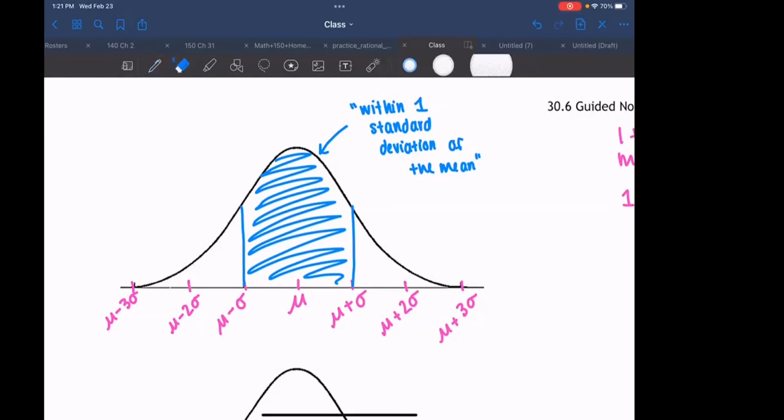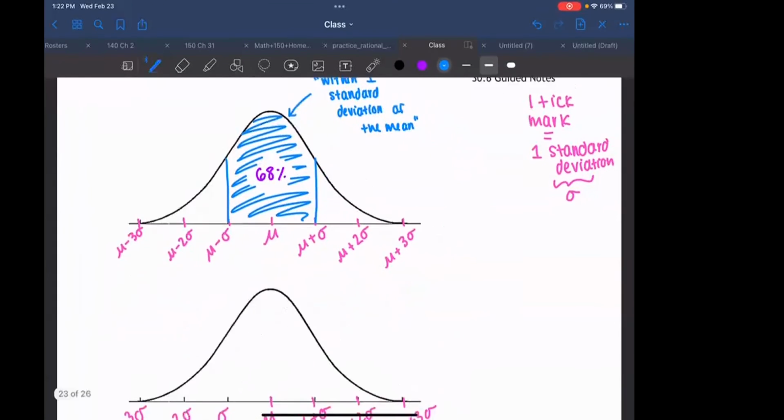Now, I'm gonna make Alicia happy here. I'm gonna label this. Statisticians have done a lot of work with one standard deviation, two standard deviations away from the mean. And they've discovered no matter what normal distribution you're working with, 68% of the population is within one standard deviation from the mean. Okay? So 68% of the population are between this value here and this value. Any questions on this graph here? Okay. Let's go to the next graph.